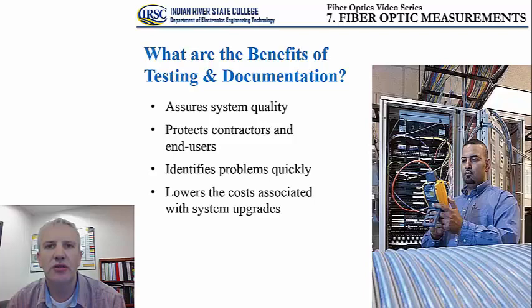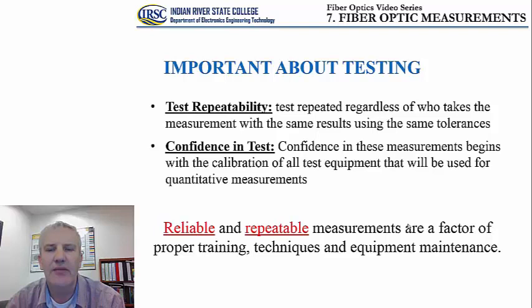There are a few things that are important to remember about testing in a general sense. There are two important aspects that have to be present for a test to be successful. One is test repeatability, so that each test that is performed or repeated, regardless of who takes the measurement, should have the same results using the same tolerances. A certain level of confidence in the test has to also be present. It begins with the calibration of all the test equipment that will be used for quantitative measurements. So reliable and repeatable measurements are a very important factor of proper training techniques and equipment maintenance.